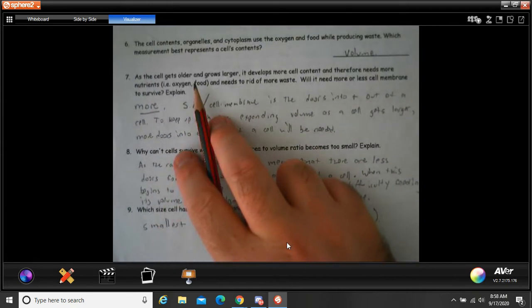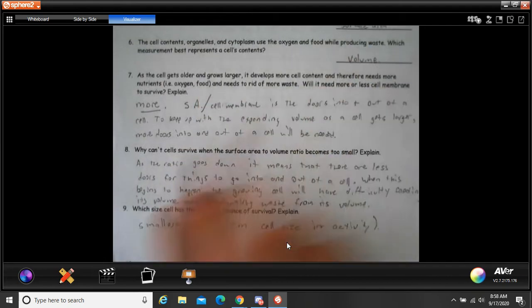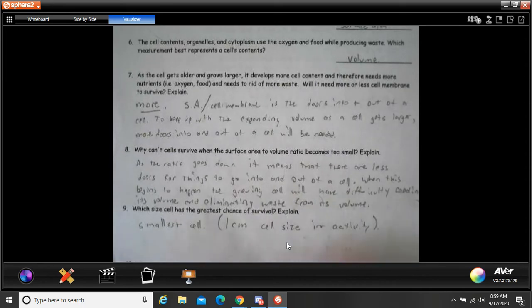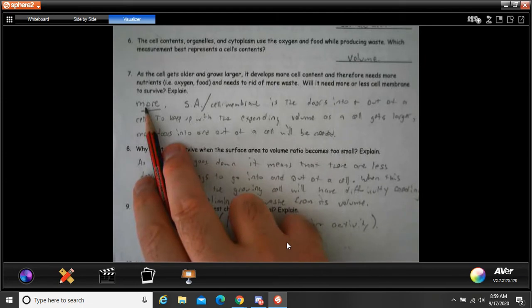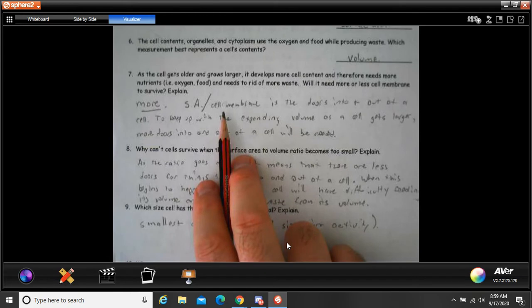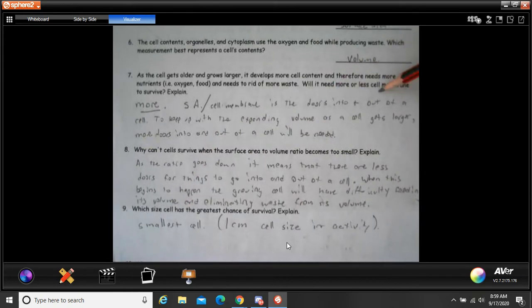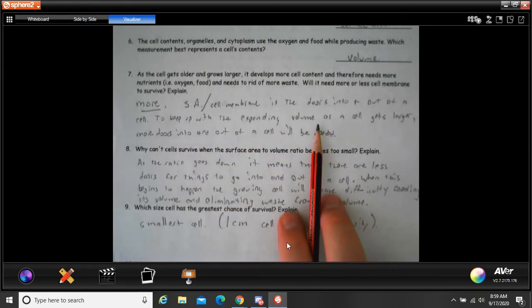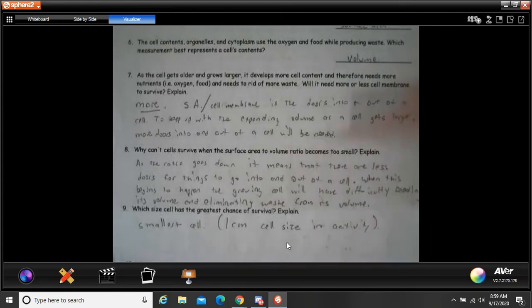So this talks about nutrients going in and waste being excreted. As cells get bigger, we already know that their volume is going to be increasing as well, which means it's going to need more food, produce more waste, and get rid of more waste. So you're going to need more of those doorways or surface area or cell membrane. The door is in and out of the cell. If a cell keeps expanding, you're going to need more volume to be fed, and you're going to need more doors for things to go in and things to go out. That just goes hand in hand with increasing volume. I'm going to need more doors.